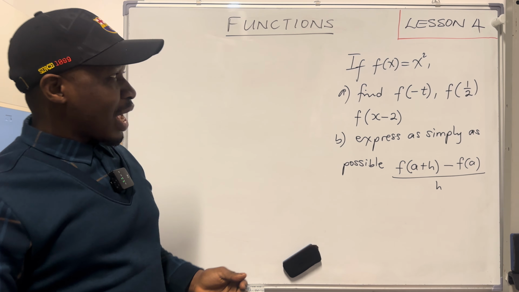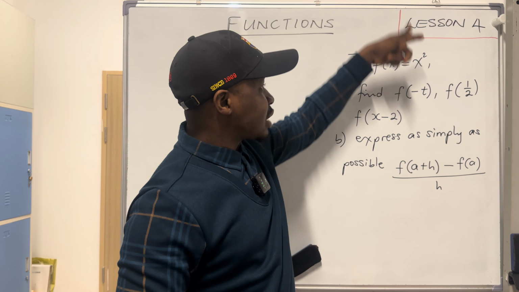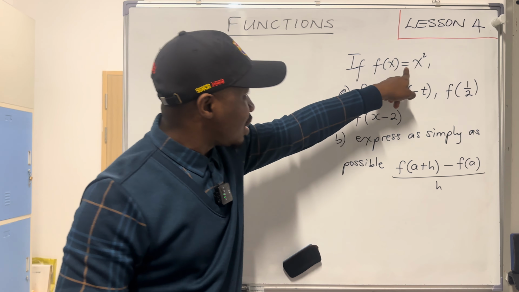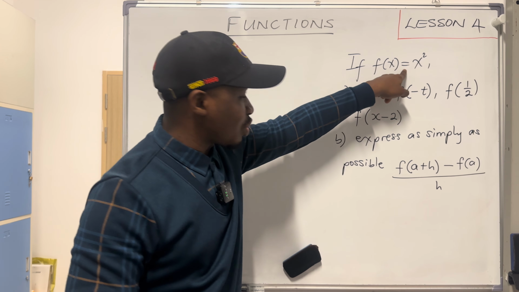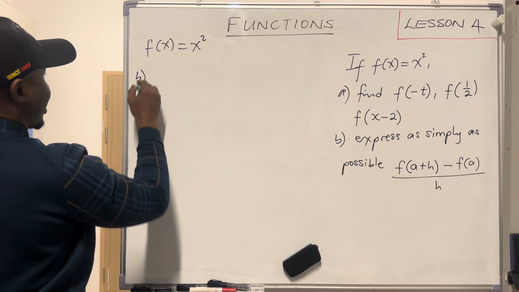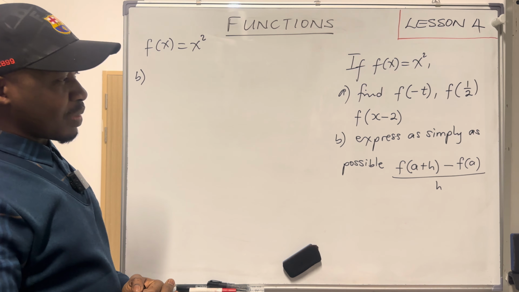So according to what we are given, f of x equals x squared. Before a comes, b comes. So it means this is the same function we are using here. So f of x is x squared. Now we are at the b part of the question.